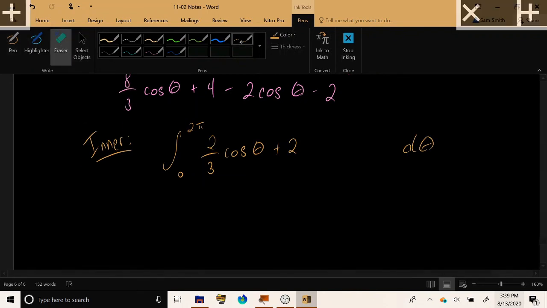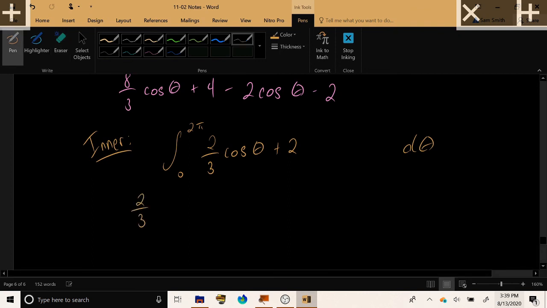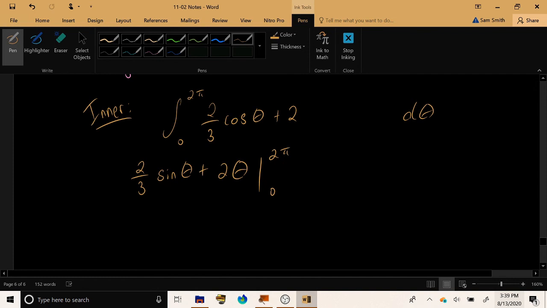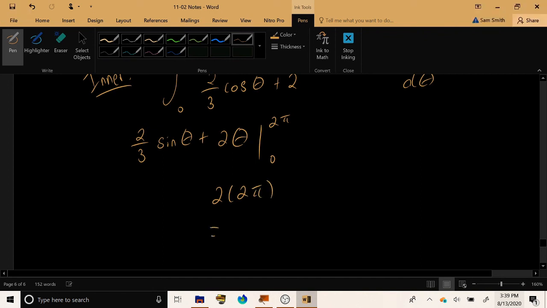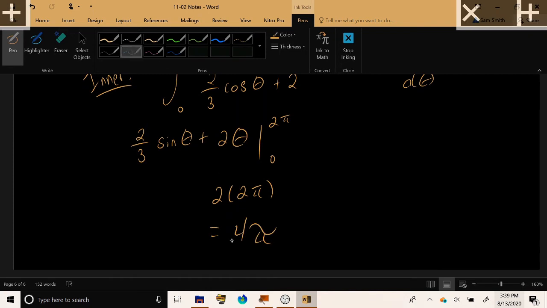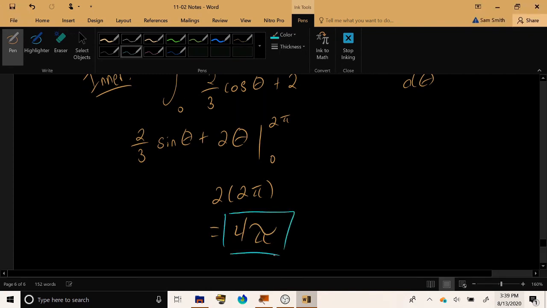Alright, and now integrating these two terms, we have 2/3 sine theta plus 2 theta, evaluated from 0 to 2 pi. And finally, plugging those in, sine of 2 pi is 0, sine of 0 is 0, and so we get 2 times 2 pi, and plugging 0 in for theta will make that 0 as well, and the result is 4 pi. Alright, so that is an example of setting up and calculating a triple integral in cylindrical coordinates.